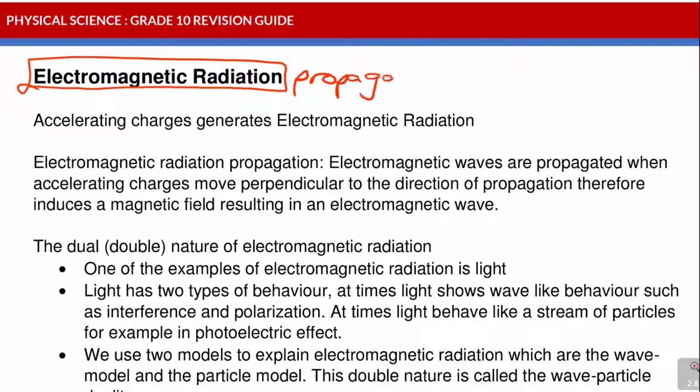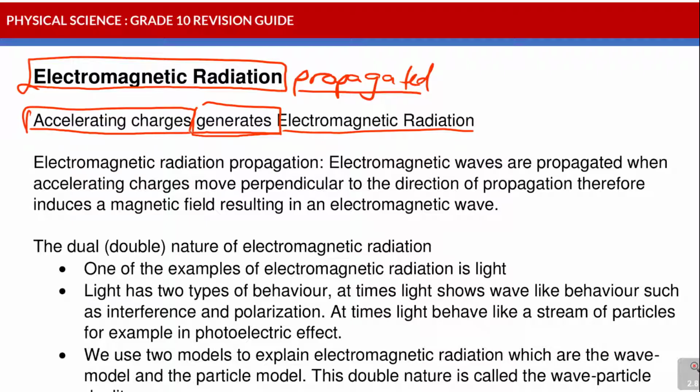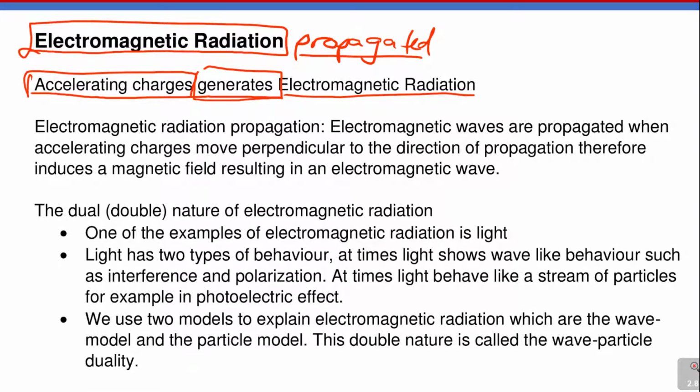How is it propagated? Sometimes it's a simple answer they need: electromagnetic radiation is produced by accelerating charges. Accelerating charges generate what? Electromagnetic radiation. Or if the question is how is it generated, you just say by accelerating charges. So as these charges are accelerating, electromagnetic radiation is propagated. All right. Now, electromagnetic radiation propagation, again an important statement. This is just something that you need for your exam.